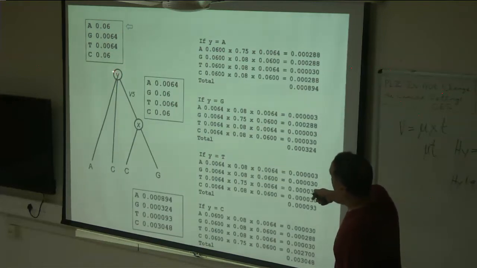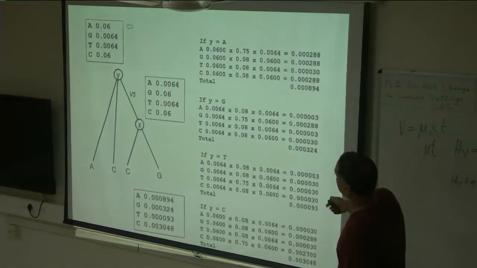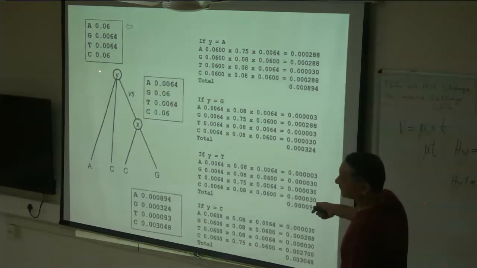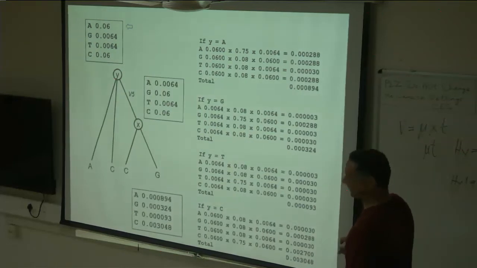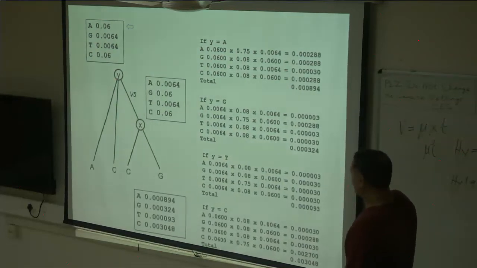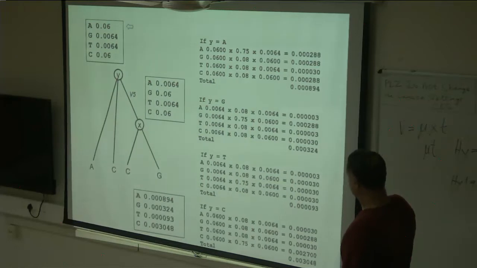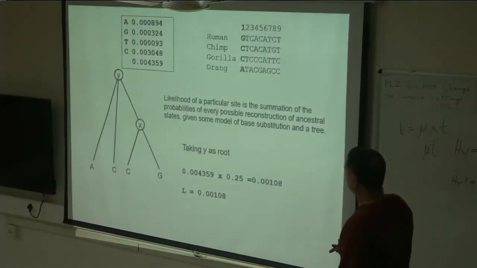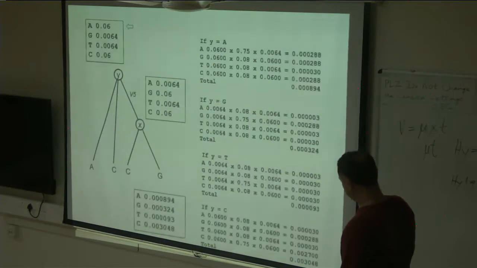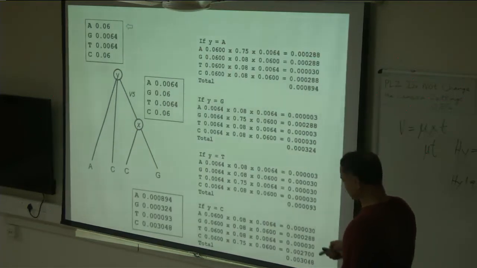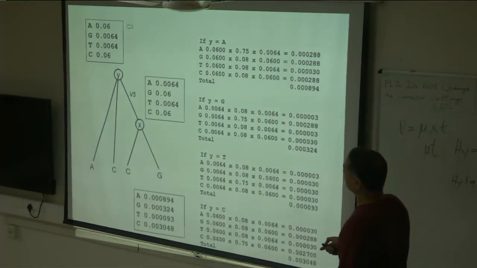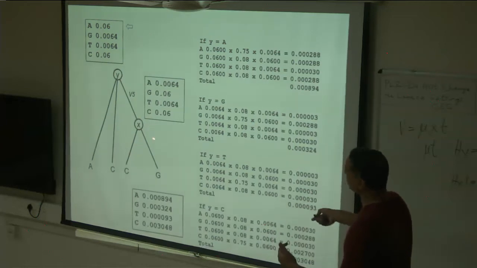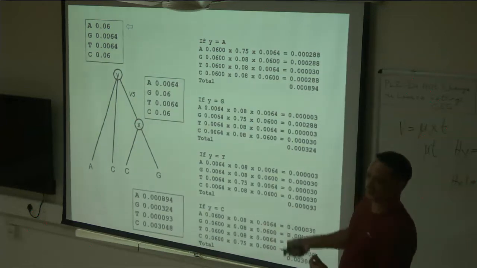Similarly, this is still A. If this were a G, that's the case, and so on. And then we move on to if this were a G, and this were a T, and this were a C. So we get all these probabilities, we add them up. This is for the two nodes given that it's A, T, G and C, A, T, G and C. What is the probability of those changes occurring?